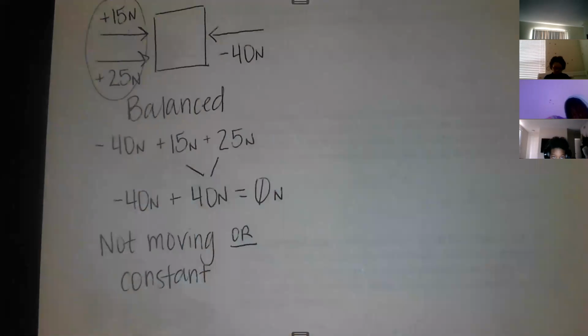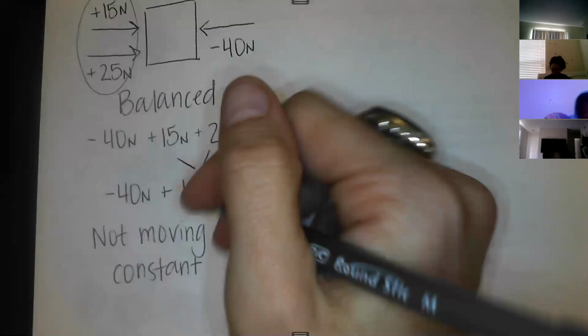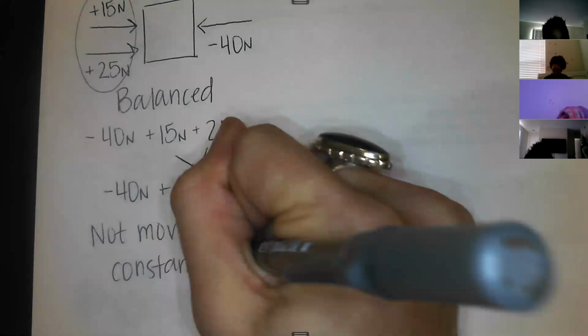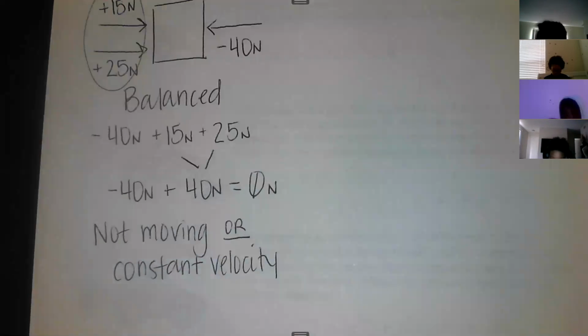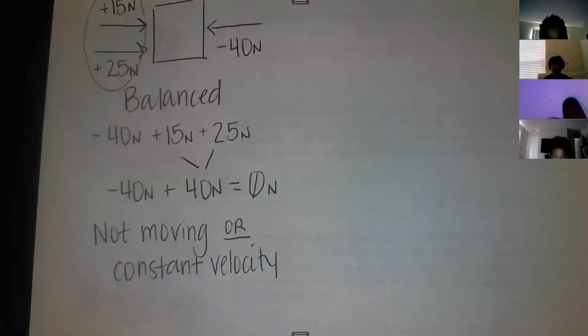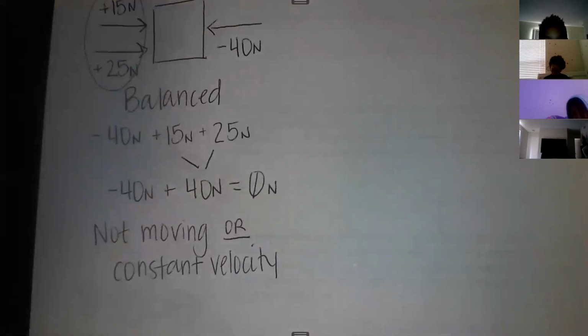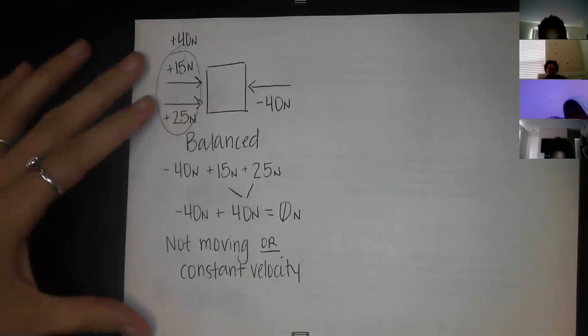Because I'm not adding or taking away any force, right? If I was adding force, I'd be going faster. If I was taking away force, I'd be going slower. If I'm going at a constant velocity, or constant speed and direction, I have no change in my force. It's all right. Yay! All right, let's try this one.